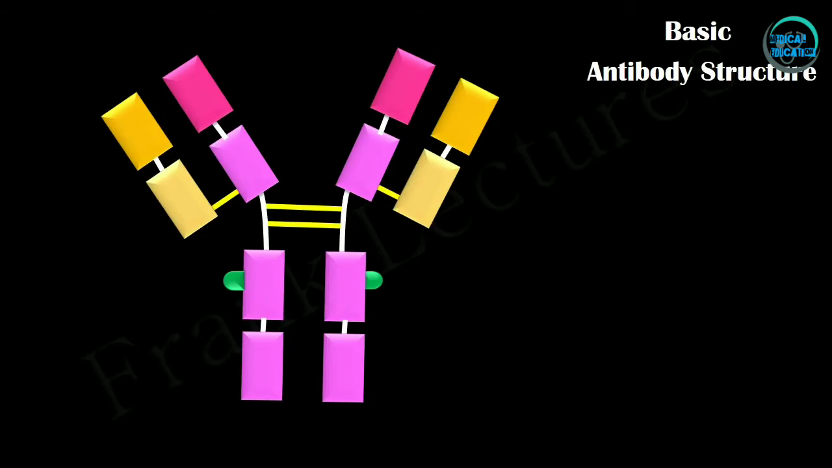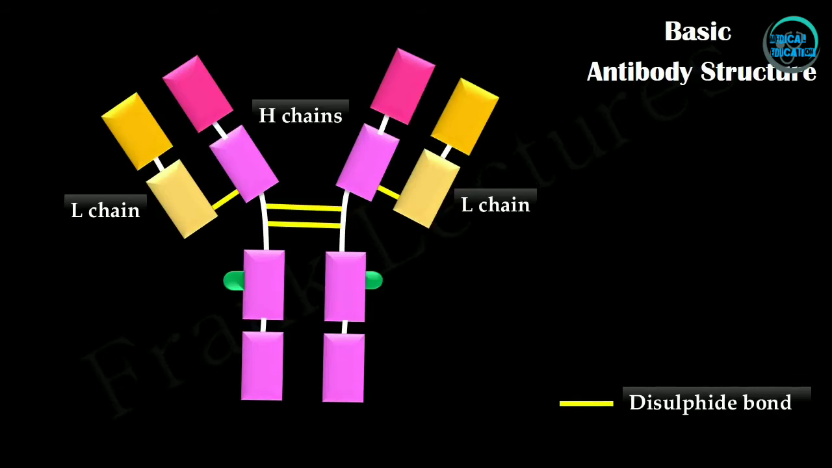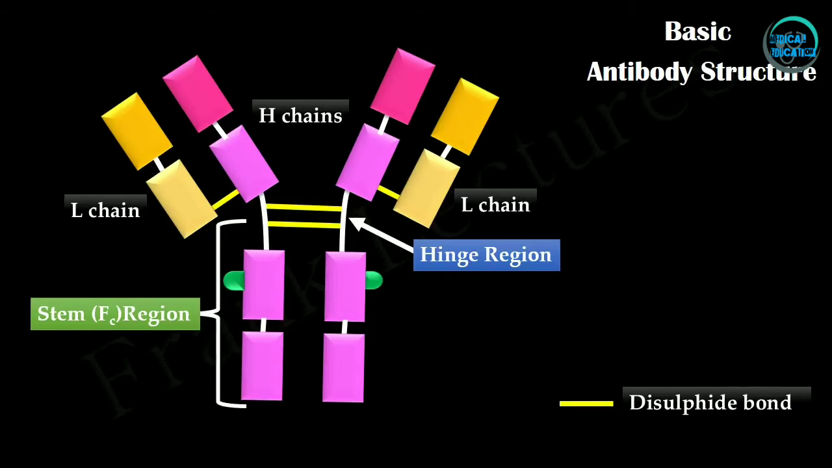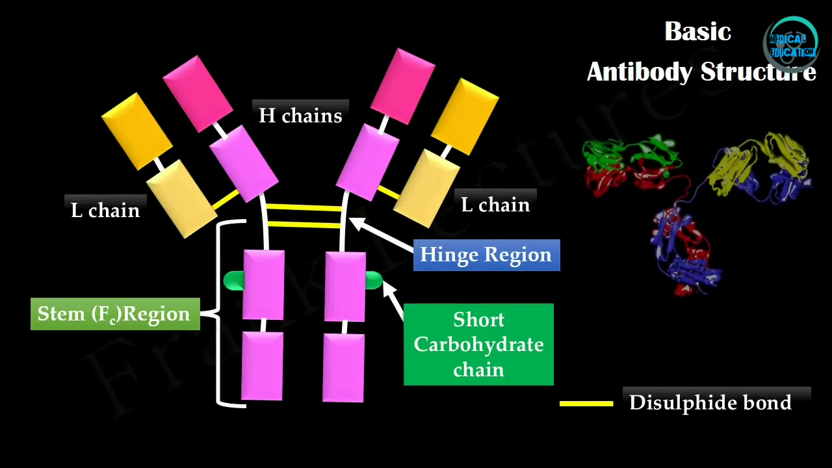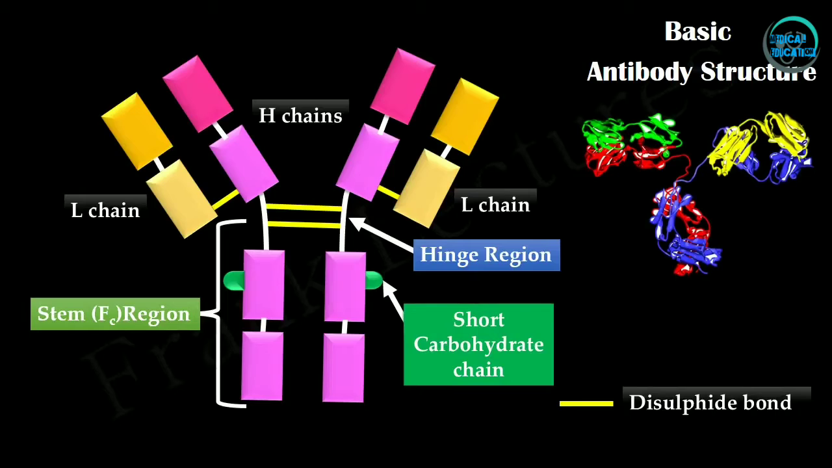Before going into further details of antibody structure, let's have a look at what we have studied just now. These are the two identical heavy chains and these are two identical light chains. Each light chain is attached to a heavy chain via a disulfide bond. The two heavy chains are linked to each other via two disulfide bonds. Mid-region is known as hinge region and this is the stem or Fc region. Short carbohydrate chains are attached to each heavy chain. Here you can see how the 3D structure of antibody looks like. Let's study more about light and heavy chains.